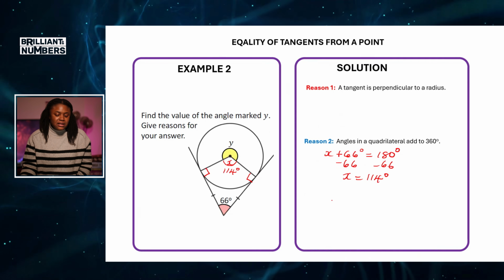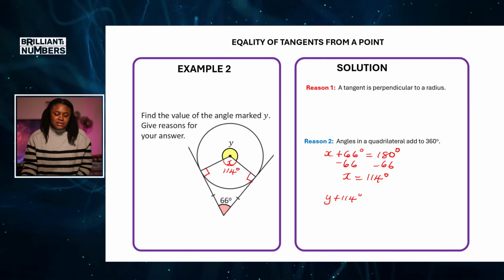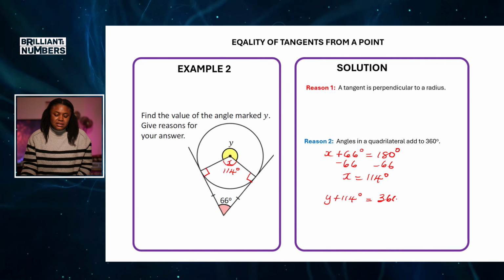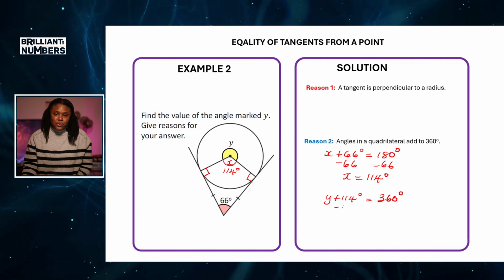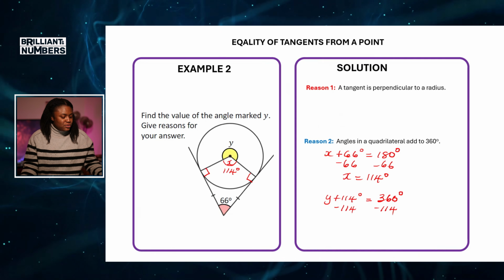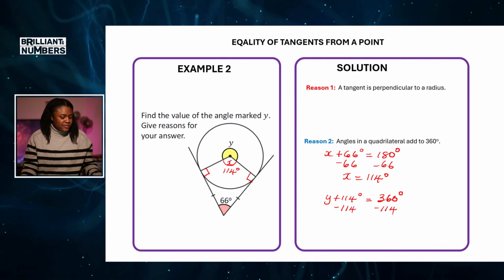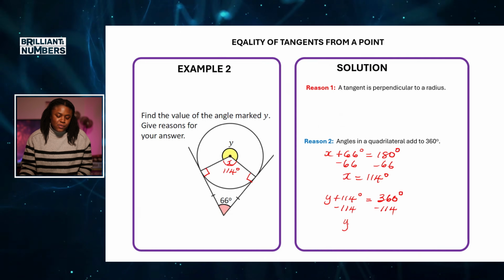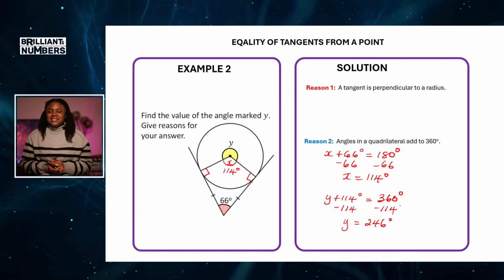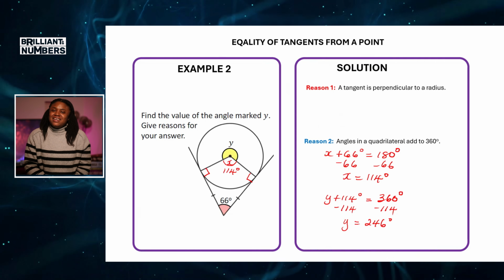So I'm just going to go ahead now and I'm going to call y plus 114 degrees should be equal to 360 degrees. So we know we have to do the inverse of our operation here. So I'm going to do 360 degrees, take away 114, and the answer for y then is 246 degrees. And yes, just like that, you have found your answer.